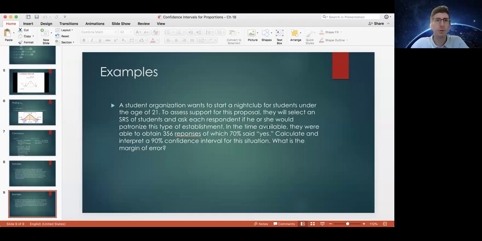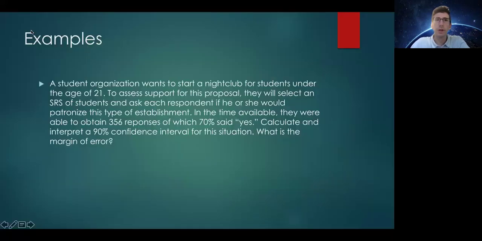Hey everyone, welcome back. In this video, we're going to look at an example of a confidence interval for a population proportion. This comes from chapter 18.